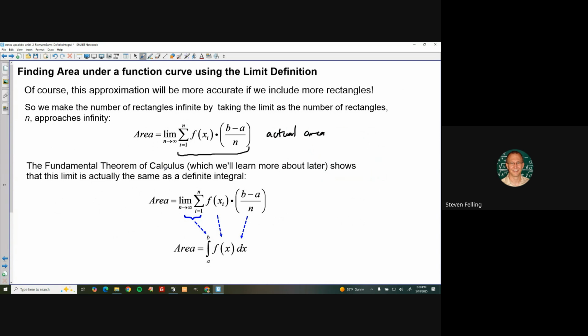So the fundamental theorem of calculus, which we're going to learn about in a later section, is going to show that this limit is actually related to our antiderivative. That's the definite integral. So we actually reuse the same symbol. Let me show you what I mean by that.